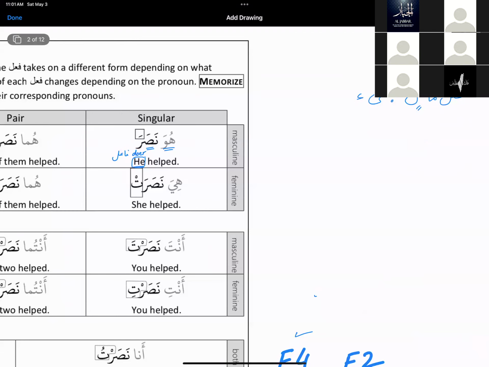Now mabni ala, what is on the last letter? Fatha. Nasara, here, ra, fatha. Meaning that it is always going to be nasara. You will never see nasari or nasaru. So Fi'lun madin mabni ala fatha. And then you can say fa'il mustatir. And for mustatir, I'm going to add one more word, and this is for my advanced students. Other people, you are not going to be worried at all. Fi'lun mustatir, and then we can say jawazan. Why am I using this term?